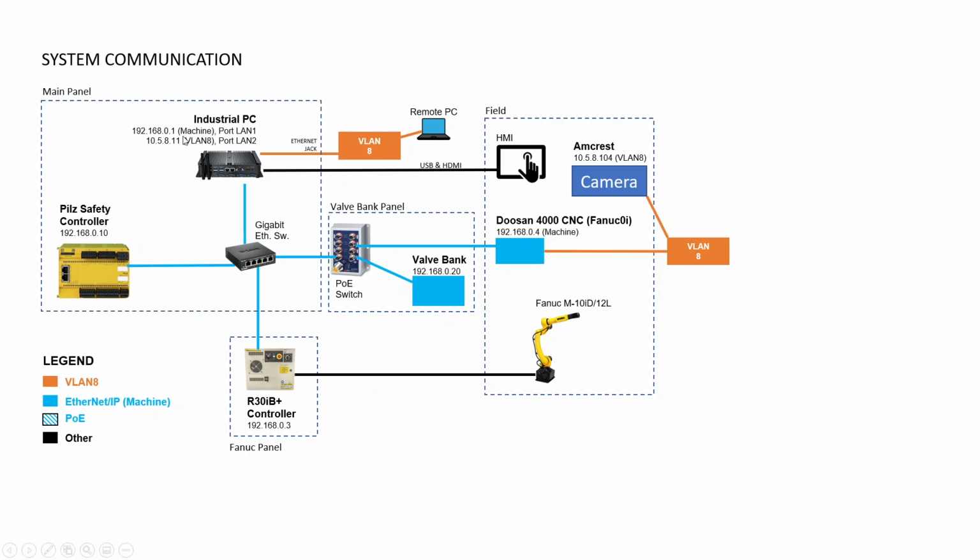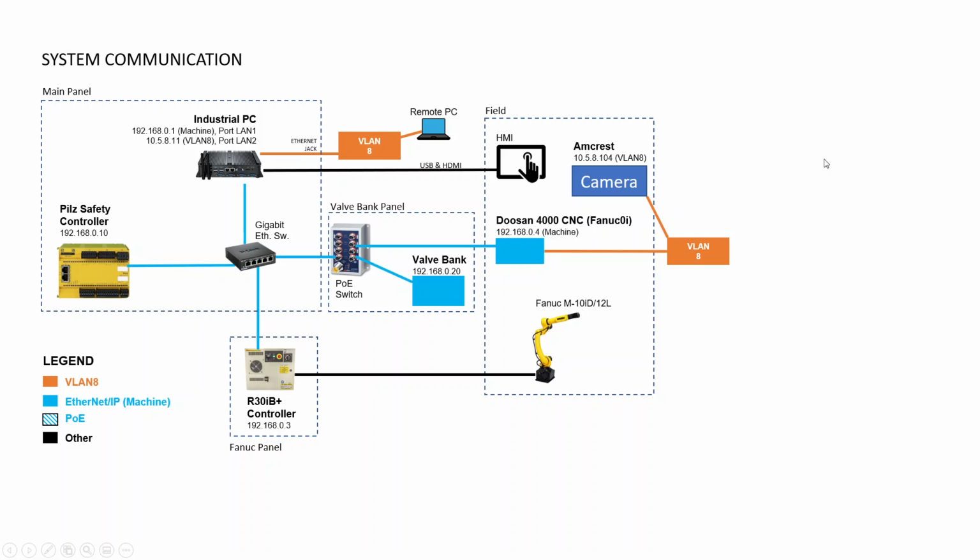So one thing to note is on the industrial PC, it has two Ethernet cards. The LAN 1 card on the IPC is configured to communicate with the local machine network, which is a 192.168.0 subnet, and then its LAN 2 Ethernet card is configured to communicate to VLAN 8, and it does so on the 10.5.8 subnet.